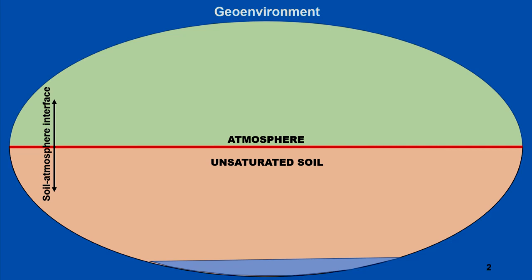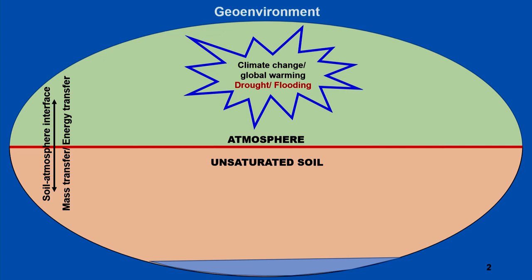So as you can see, this is an important interface we are talking about, the soil-atmosphere interface, where a lot of mass transfer and energy transfer takes place, which is important for sustaining life on this planet. This is where the importance of this subject comes, where we talk a lot about climate change, global warming, drought. This kind of mass and energy transfer takes place naturally. We don't bother about it as of now, but certain anthropogenic factors combined with climate change may affect its equilibrium. And this is where the role of geoenvironmental engineering would be, how to restore the balance.